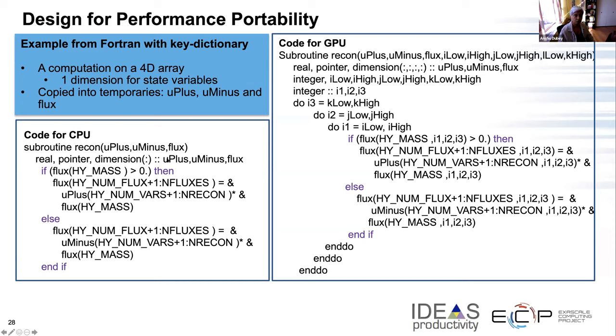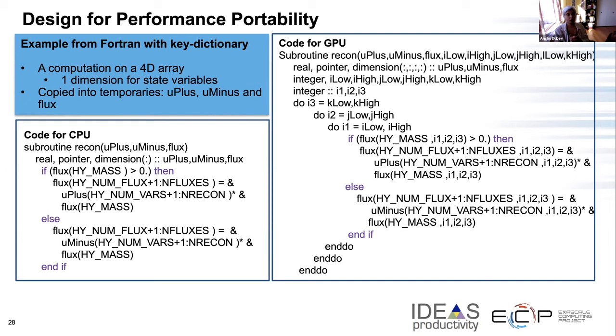That one dimension that is coming in here in the CPU code is the dimension for state variables. So somewhere outside of this particular subroutine, the state variables have been copied into these temporaries, U plus, U minus, and flux, and they're handed to this subroutine. Now, it turns out that the optimal use for the CPU is for this to happen with a single dimensional formulation of the arrays, whereas for the GPU, it is more optimal for the entire space of the data, including the spatial dimensions, to be operated on at the same time.